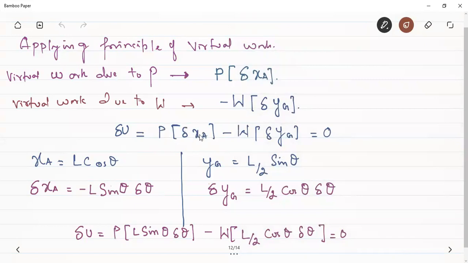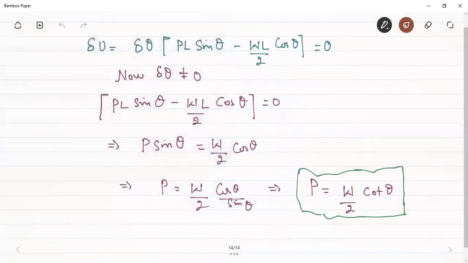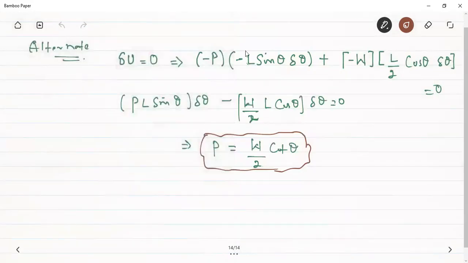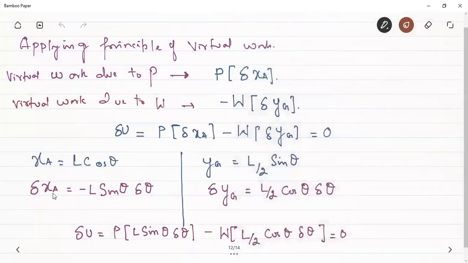Okay, P and delta xa both were in the same direction, therefore it was positive. Whereas in this case, W and delta yG were in the opposite direction, therefore I had introduced the minus sign at the first instance. But see here, in this alternative method, I didn't include the signs of the work. I took that this P load is acting in the negative x direction, therefore it has to be shown with the minus sign, and then I will give the differential displacement with its sign, that had been obtained by the differentiation of this coordinate.